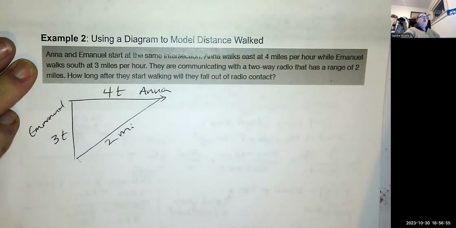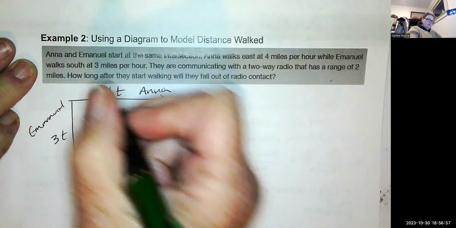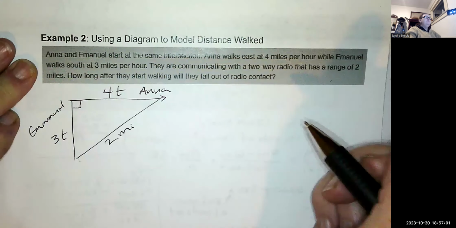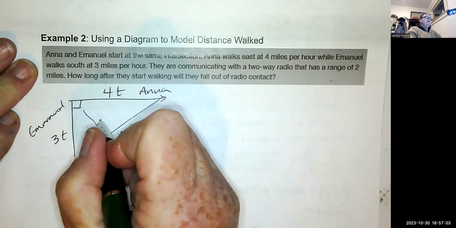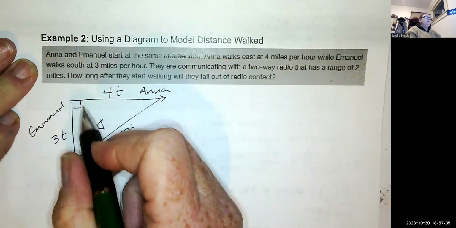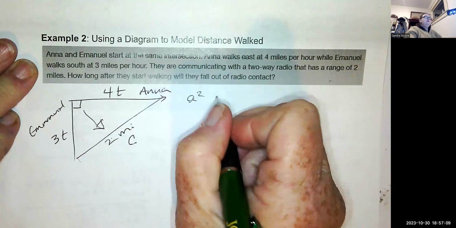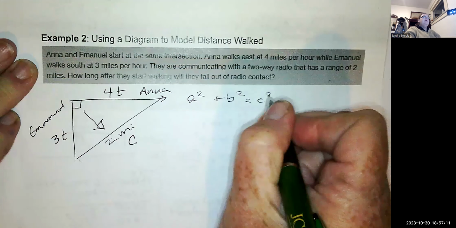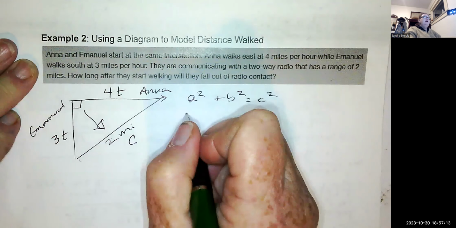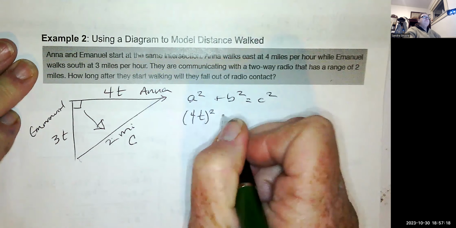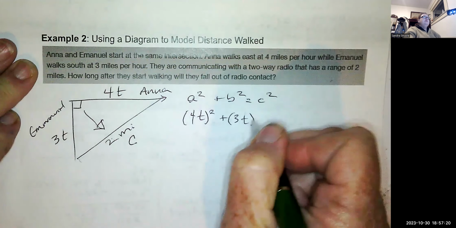And they want to know how long before they're out of radio contact. Well, what you need to see here is this creates a right triangle when they do this. Understanding that the side directly across from the right angle is always c, we can use a squared plus b squared is equal to c squared, the Pythagorean theorem, to solve this. It doesn't matter which one's a or b. I'm just going to use it like this.